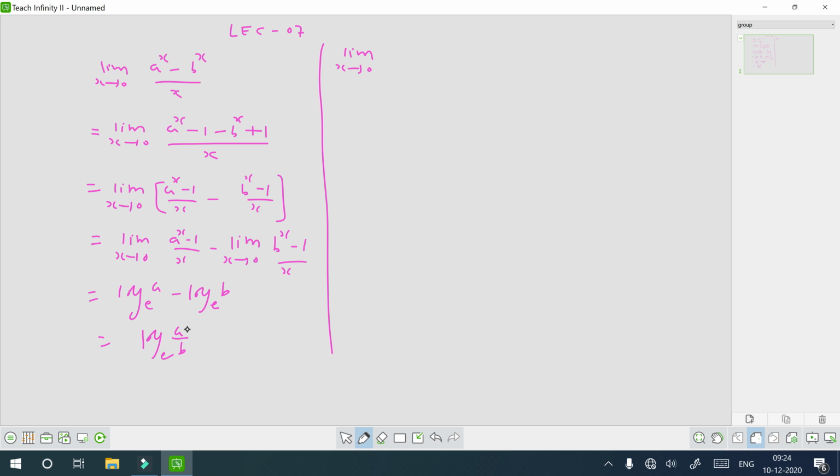Limit x tends to 0, a raised to x minus a raised to minus x over x. Now see, that is equal to limit x tends to 0, a raised to x minus 1 minus a raised to minus x plus 1 over x. Yes or no? Now separate it. Limit x tends to 0, a raised to x minus 1 over x minus a raised to minus x plus 1 over x.